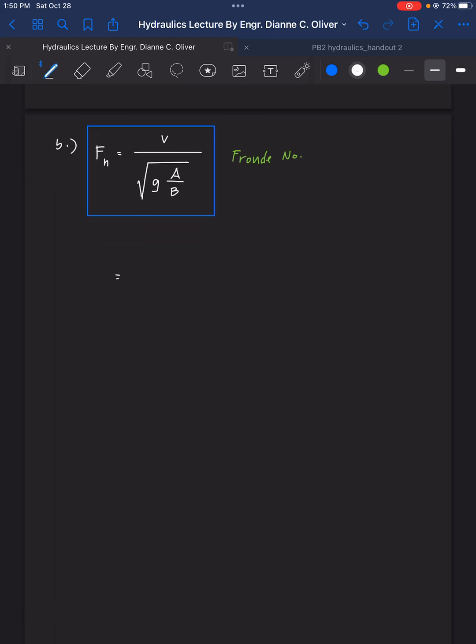So let's fill in the value for velocity. We got it as 0.48 meter per second all over the square root of 9.81 times the area. So what's the area? A while ago, that is 1/2 base times height is 2.5, all over the width of the water. This is the base, that is equal to 5.